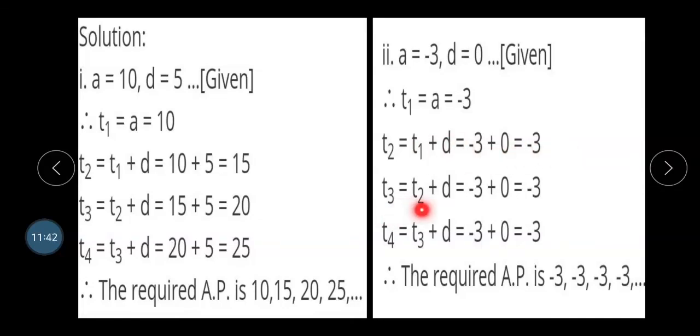Third term we will get by adding the difference and the second term, that is minus 3 plus 0 equals minus 3. Fourth term we will get by adding the third term and the difference. So minus 3 plus 0 equals minus 3. The required AP is minus 3, minus 3, minus 3.